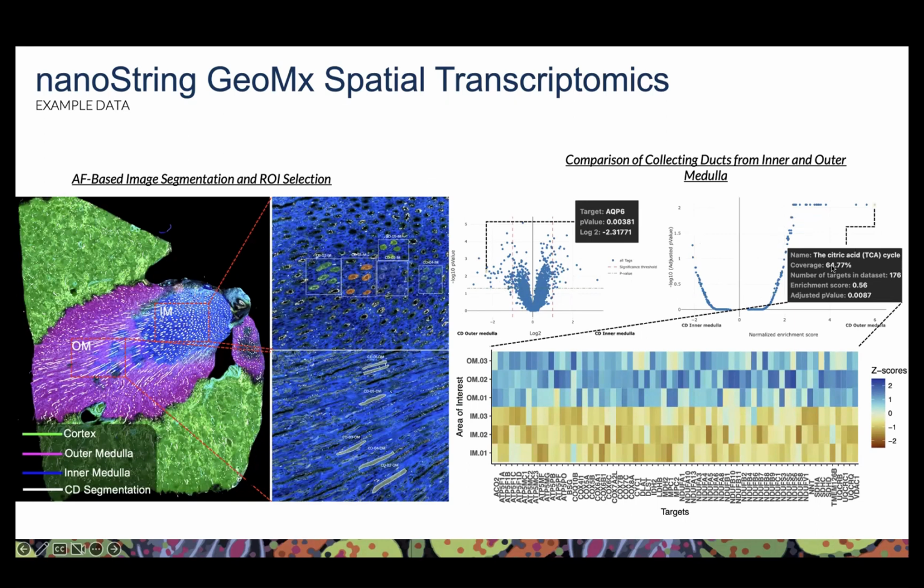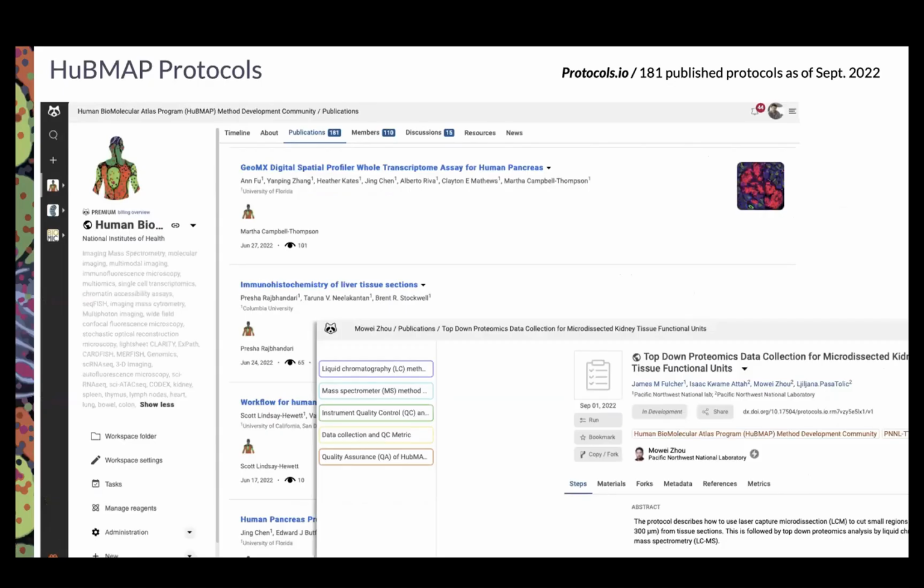So for instance, one of the biggest differences between the inner and outer medulla is the TCA cycle, and these are the associated genes with the TCA cycle, highlighting the difference between those that are upregulated in the outer medulla versus those in the inner medulla. So that's a lot to unpack in terms of some of the things we're working on.